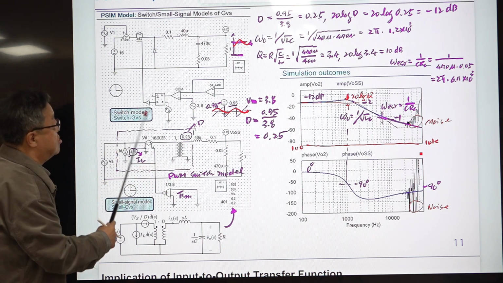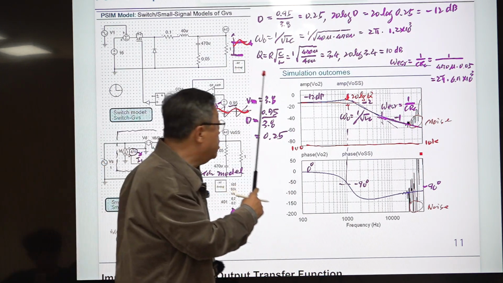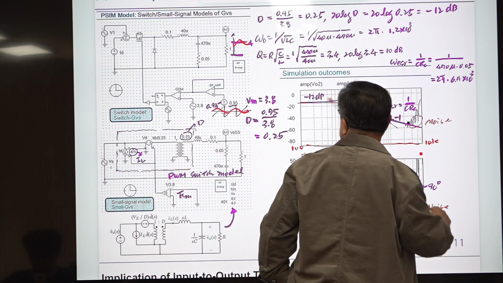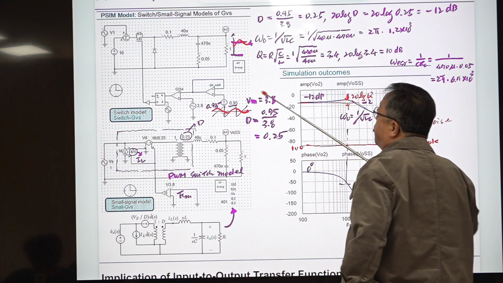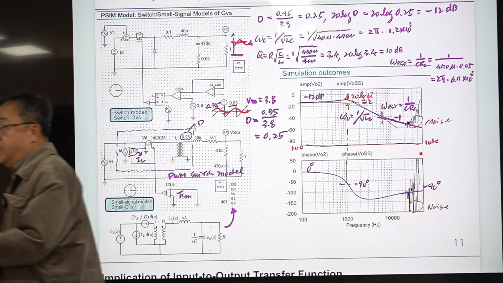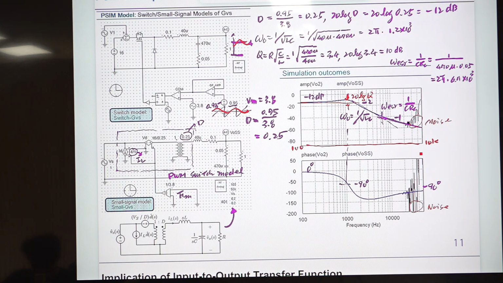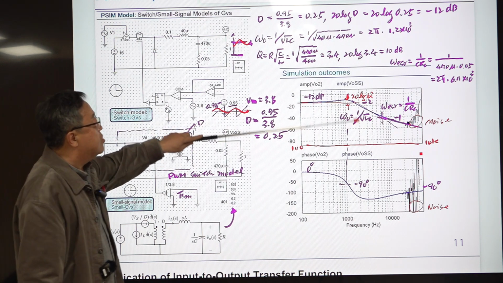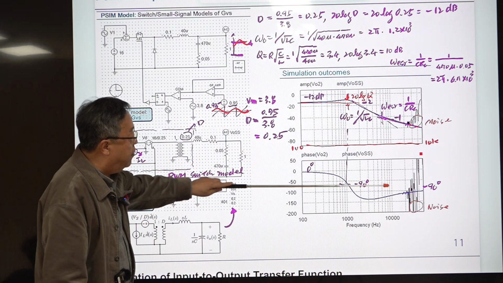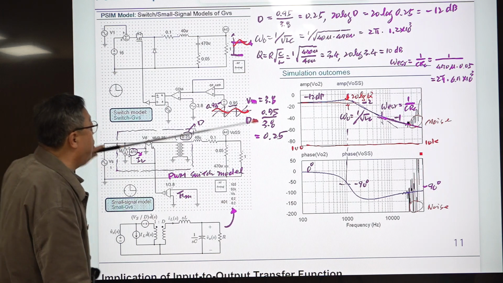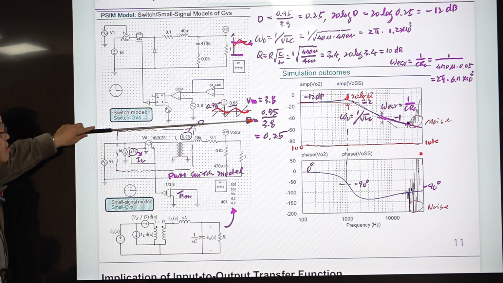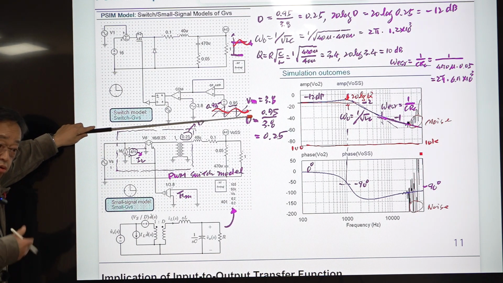Okay, so this is one story. You can do this without any prior knowledge about the small signal modeling or anything. So you can blindly use this program to generate this. This is the magnitude curve, and this is the phase curve. This is one way, maybe the brute force way.